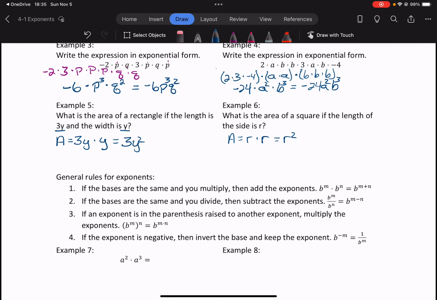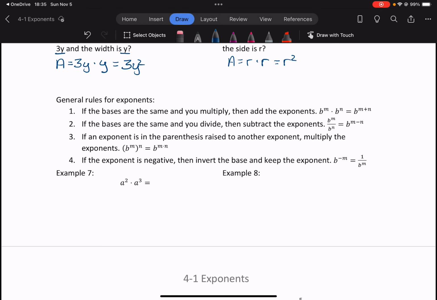So, and we'll come back to some of these again. These rules for exponents. But for right now, I just want to kind of show you what we have here. So basically with the same base, multiplying with exponents, add the exponents. So like in example 7, so I'm going to go down and back a little bit. In example 7, I've got a squared times a cubed. That ends up being a to the 2 plus 3. Well, 2 plus 3 is 5, so that's a to the 5th power.